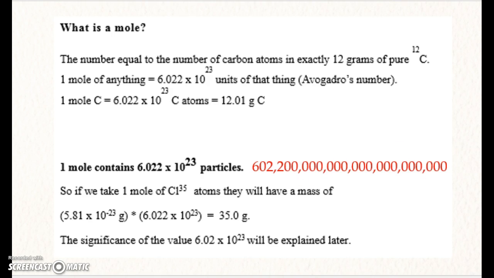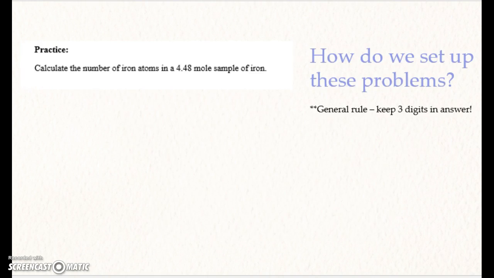So if you take 1 mole of chlorine atoms, they have a mass of this value here. Essentially you would take the mass of each individual one, multiply it by the mole, and get this value in grams. We'll talk more about this value later, but right now what you need to know is that 1 mole contains 6.02 times 10 to the 23rd particles. So for practice here, we're going to calculate the number of iron atoms in a 4.48 mole sample of iron.